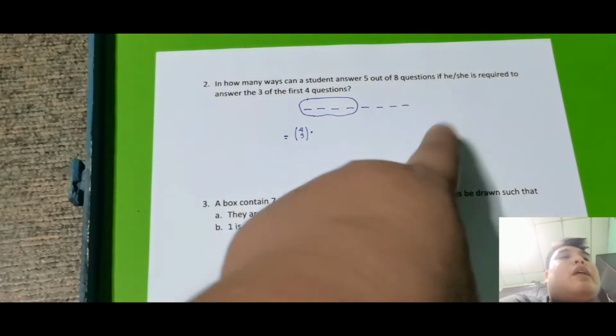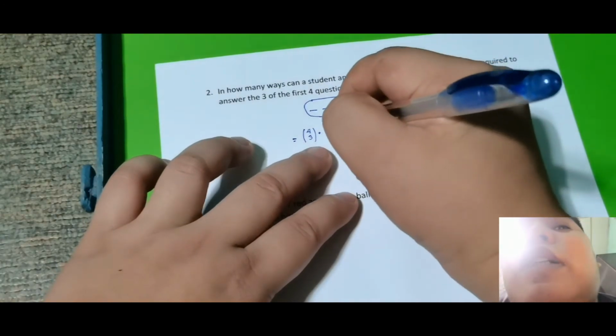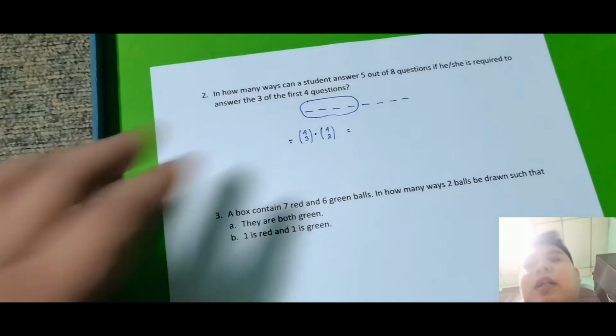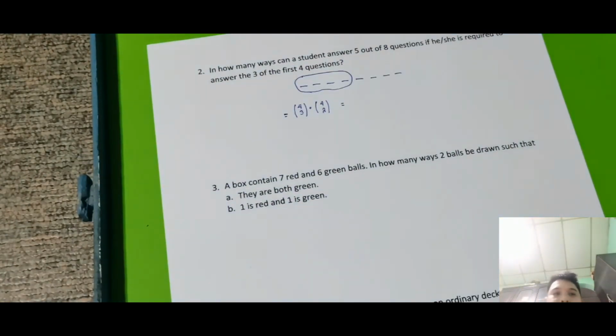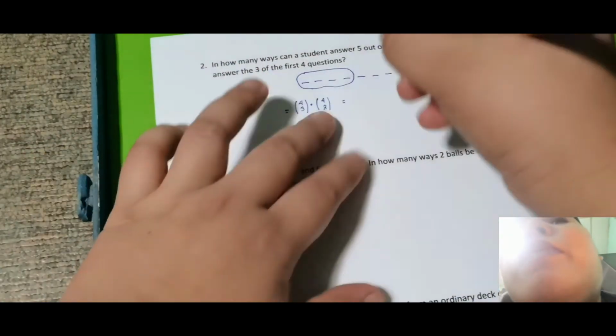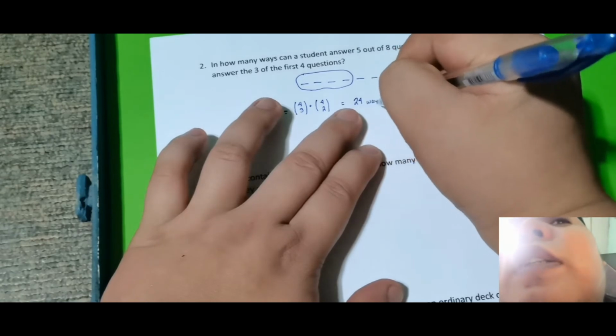Ngayon, ilan na lang ba yung natitirang tanong? Ang natitirang tanong na lang ay 4. So meaning, ilan sasagutan niyo dun? That is 4 taken 2. Using our computation, that is 4C3 multiplied by 4C2. Pag in-input mo sa calculator, that is 24 ways. So may 24 ways para masagutan ni Kurt yung gusto ko.